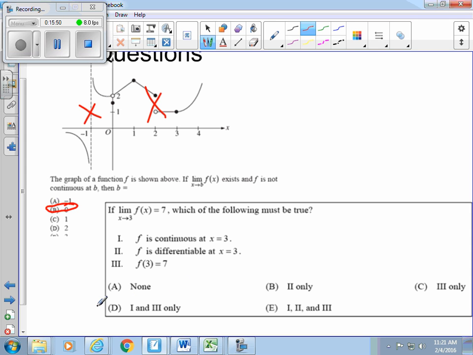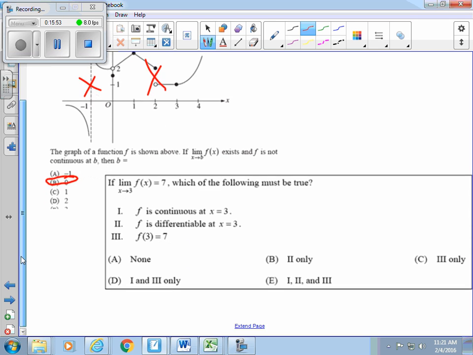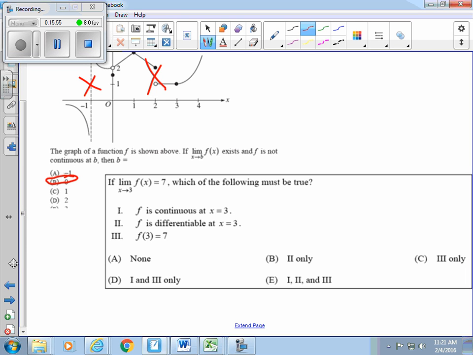Okay, let's look at the next one. You don't know what differentiable means, so I will answer that part of the question for you. But I want to know, if the limit as x approaches 3 of f of x is 7, which of the following must be true? And I will tell you 2 is not necessarily true. So 3 is true, for sure. The limit as x approaches 3 is 7. The limit is 7. D.